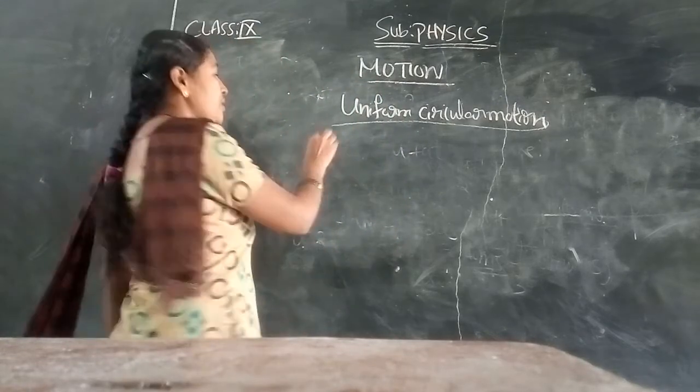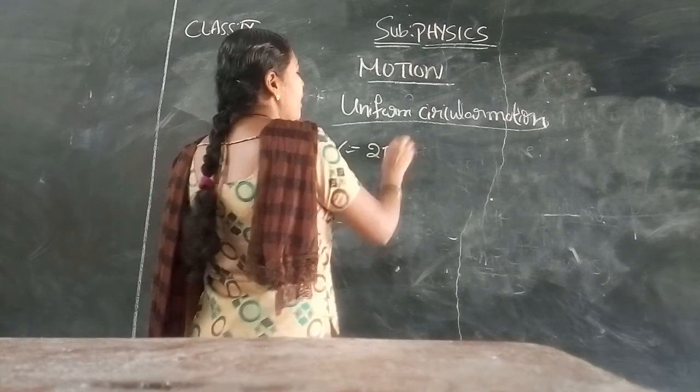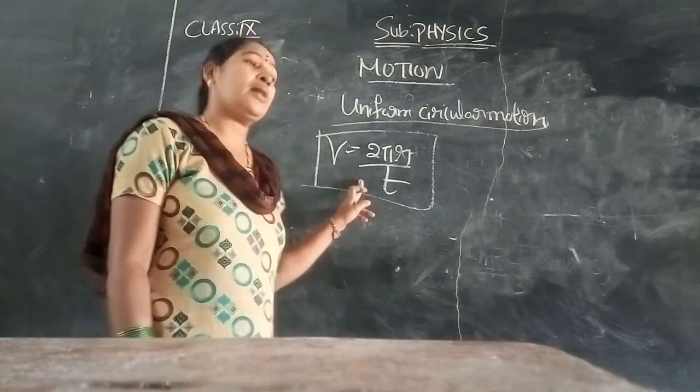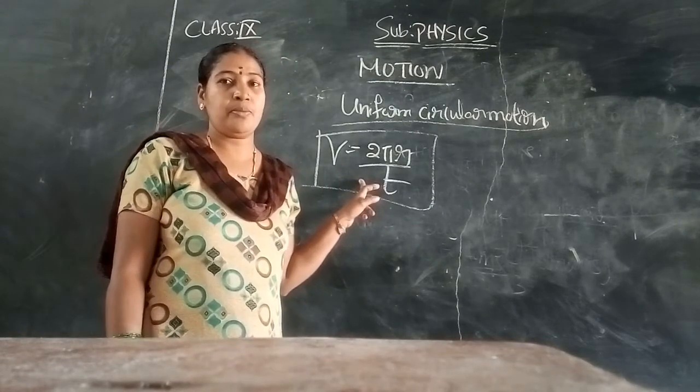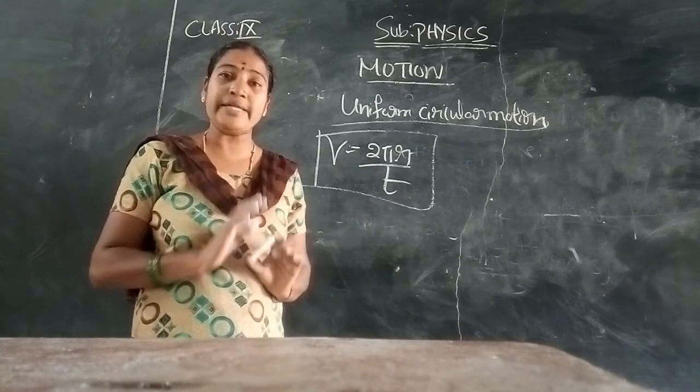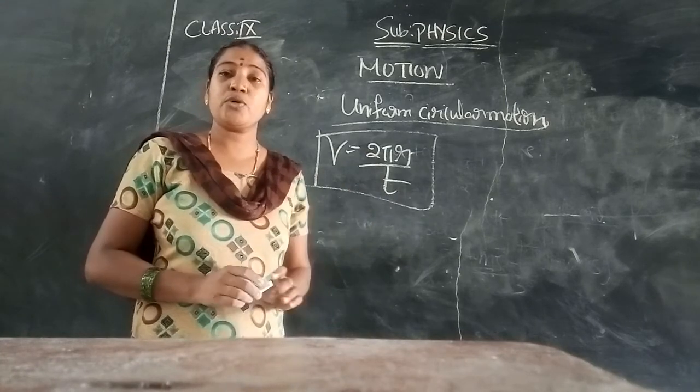What is the formula, children, for that? 2 pi r by t. Based on this formula, we have already solved some of the problems. I think it's enough, children. The first chapter, the motion lesson, I have explained in detail now, and I have explained the question paper pattern also.